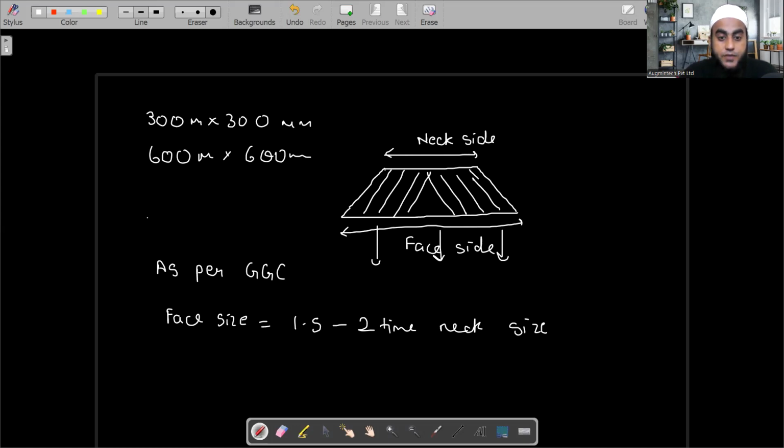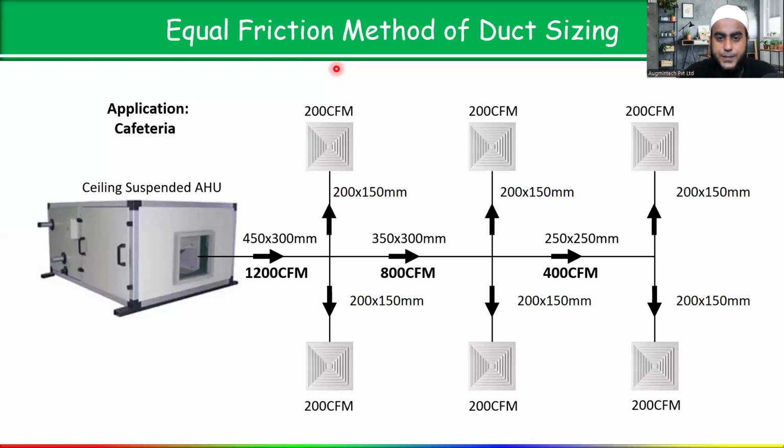Some plenum box to be installed with the diffuser. Yes, of course, plenum box we also install sometimes with the diffuser. The purpose of the plenum box is what? To convert turbulent flow into laminar flow and to reduce the noise. So everywhere we are not using a diffuser with a plenum box.